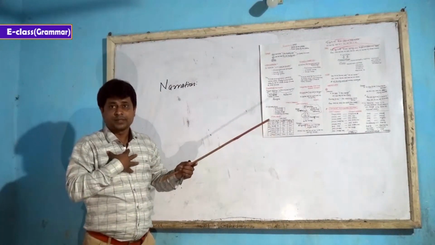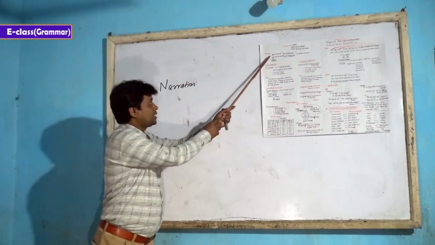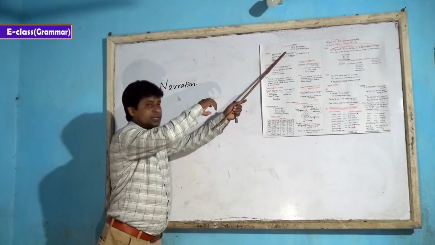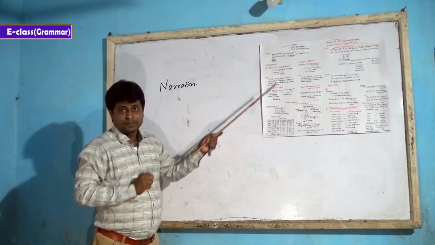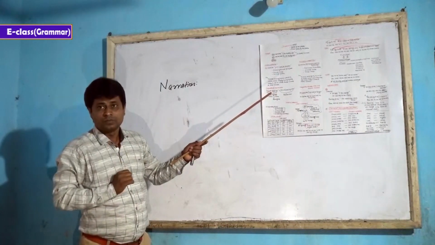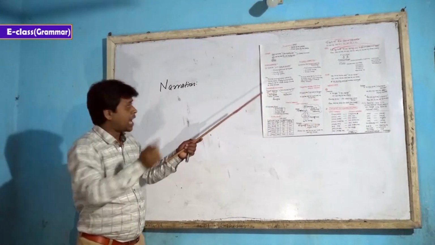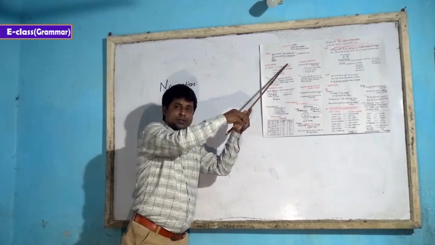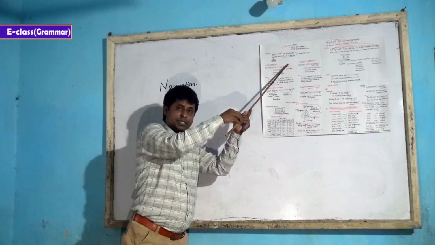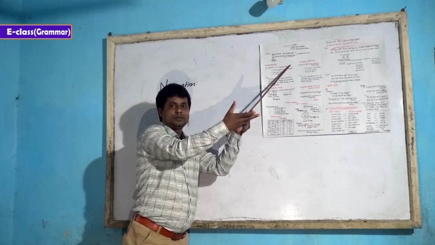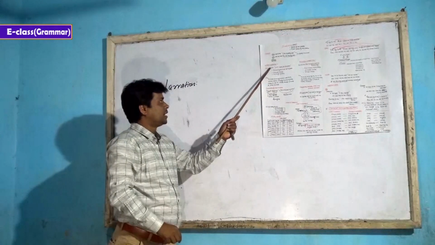If I narrate, Hari is just the speaker here. If I have to narrate his speech, I will narrate in two ways. First, I will narrate in his own words, in his actual words. If I narrate in his own words, directly, we call it direct narration.